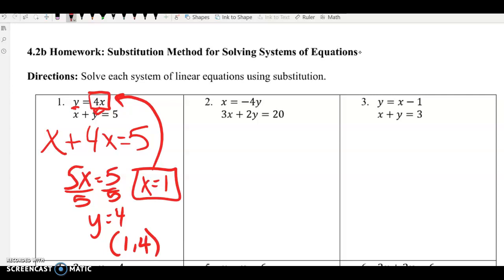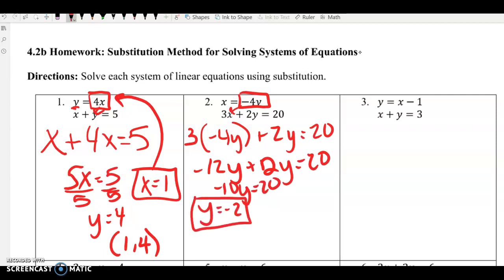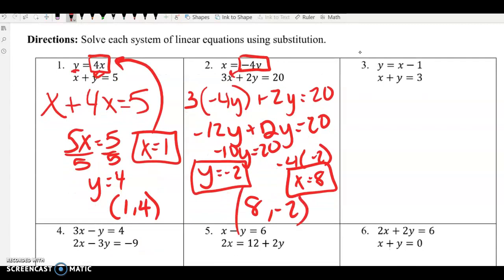All right, number 2, is there a variable isolated? Yes. Put a box around what's isolated. Draw your arrow to where you're going to plug it in. Since I know this is what x equals, I'm going to do the same thing. 3x was 3 times negative 4y plus 2y equals 20. Solve. I get negative 12y plus 2y equals 20. Negative 10y equals 20. So y is negative 2. Now I'm going to go in, plug into the equation. Negative 4 times negative 2 is equal to x, so x is 8. My ordered pair is 8, negative 2.